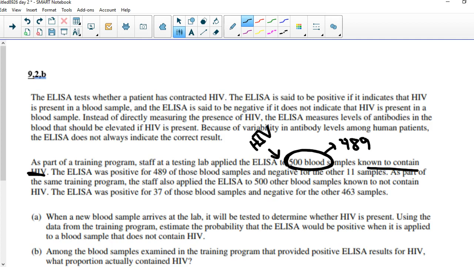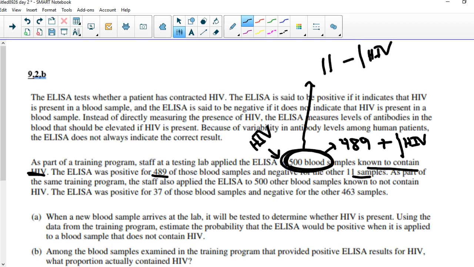The ELISA test was positive for 489 of these. So this is positive, given they already have HIV. All right, which means 500 minus 489 is 11. So in this hat of people who already have HIV, they're testing the ELISA, and we know that 11 of them test negative, even though we know they already have HIV.